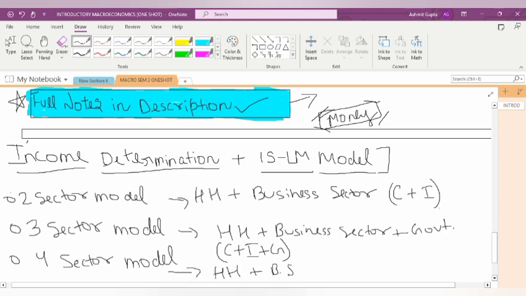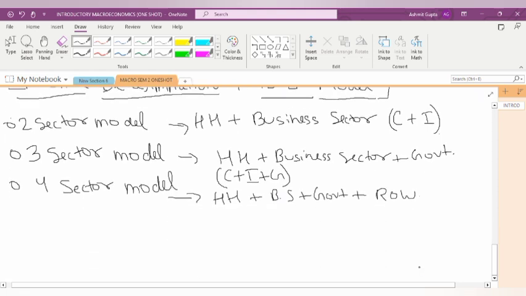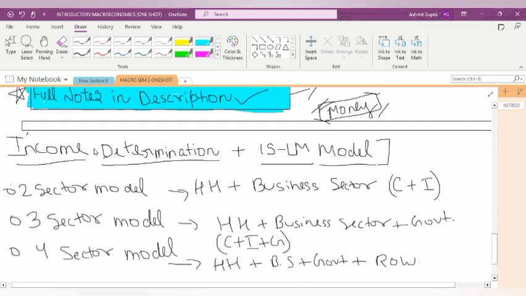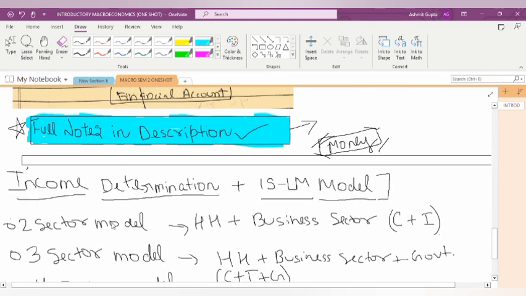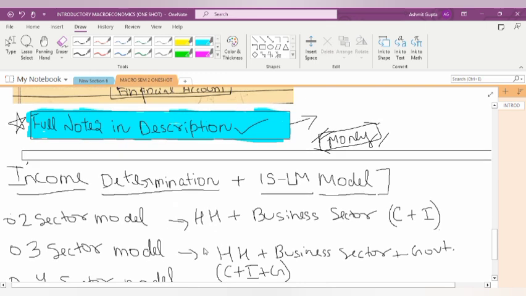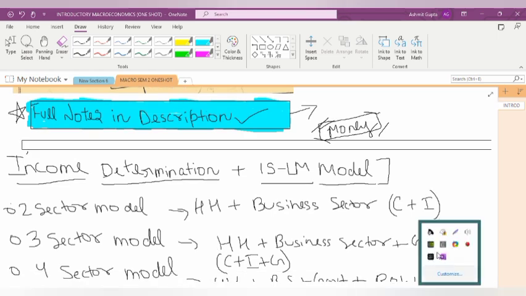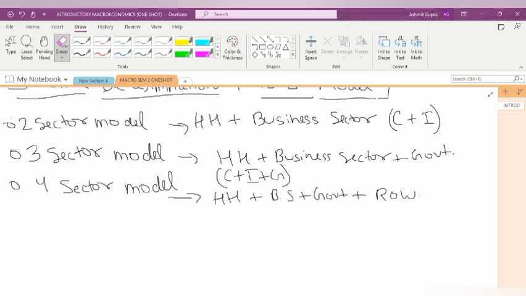Now moving to the four-sector model, in which we include the foreign sector as well. Now we will always have the household sector, business sector, government sector, and the rest of the world, as we say, the foreign sector. Now to include them, we can simply write them as C plus I plus G plus exports minus imports, or C plus I plus G plus NX.